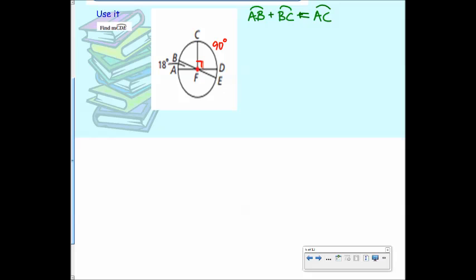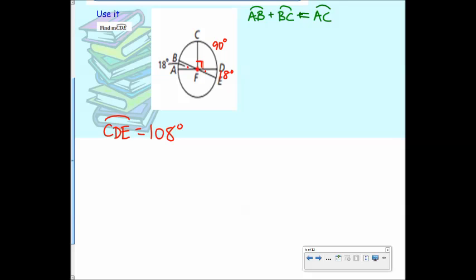So if that's 90, DFE is 18? Yeah, this angle is 18. Why? They're vertical. So if this is 18, what's this? 18, which means DE is what? 18. So then how would you find CDE? Add them together, which will give you 108.